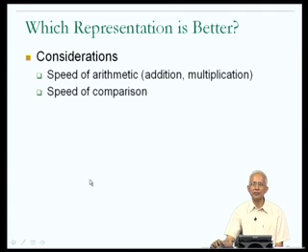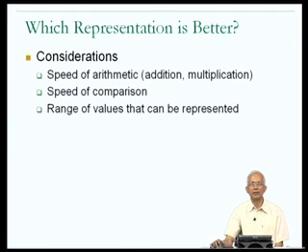Another consideration which might come into play is the speed of comparison. How quickly can a circuit determine whether one value is greater than another value or less than the other value? So this is another operation for which a circuit might have to be built, and therefore the speed of that circuit might be critical in determining which of these representations is better for the execution of programs.